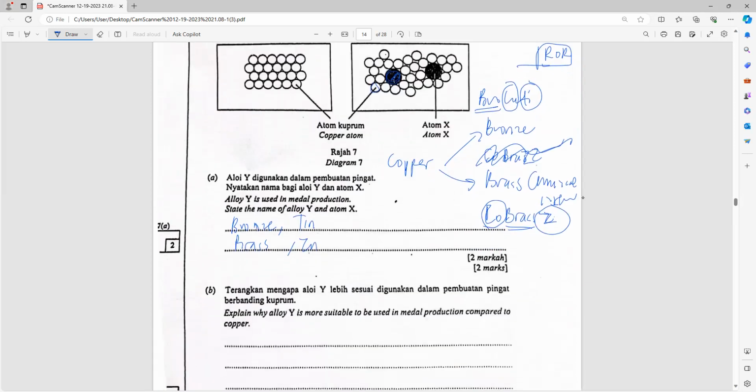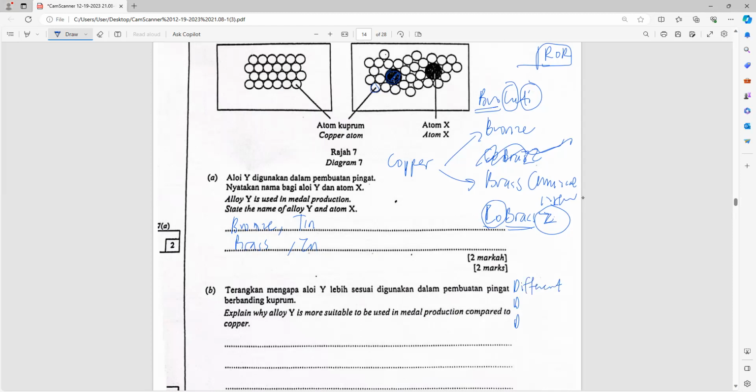Now, why is alloy Y more suitable in metal production compared to copper? I've taught you the way to memorize also. What is the way to memorize? I've given you a hint. Oh, did I teach you this? No, teacher. Cikgu Bashira taught us. I don't know if she taught you D, D, D. Did she teach you D, D, D? No. Okay, so the first D is different sizes.